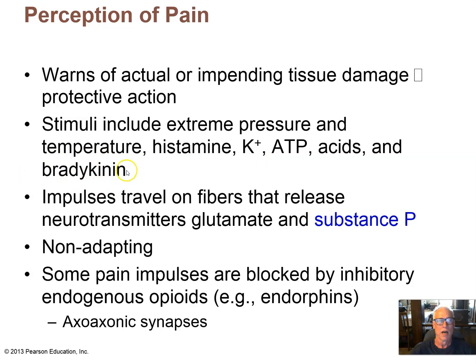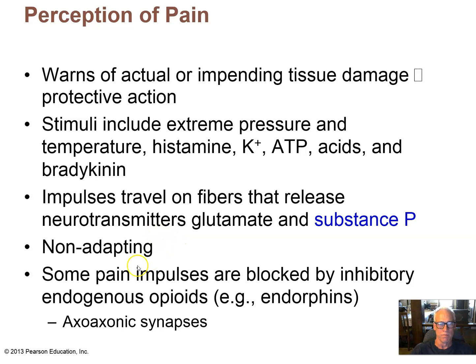And bradykinin, various kinins are inflammatory mediators that are created during traumatic injuries or other kinds of inflammatory events and cause pain. The ascending pathways of pain transmission often involve substance P as the neurotransmitter. So an ascending neuron might release substance P, which activates that second order sensory neuron, and that ascends up to the thalamus to begin to alert us to the location of a pain in our body. These are non-adapting receptors, as we said.